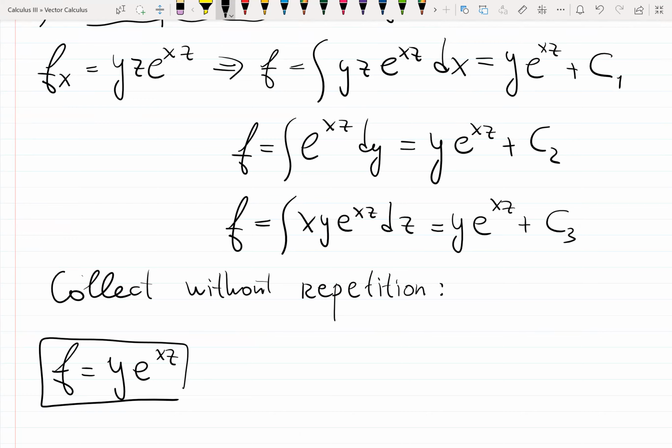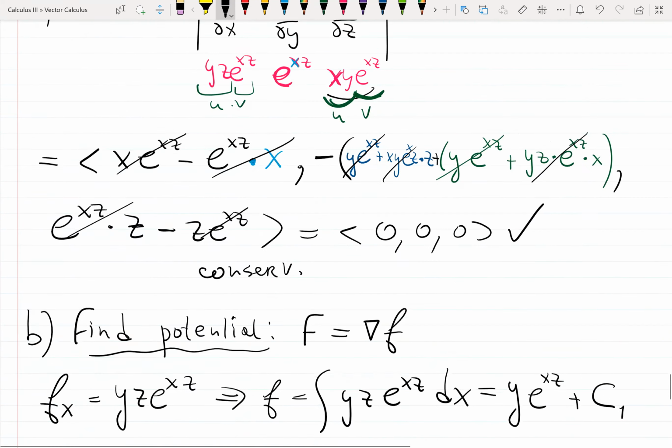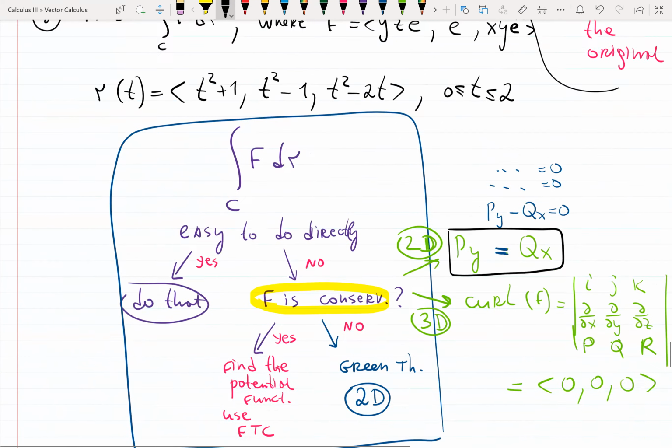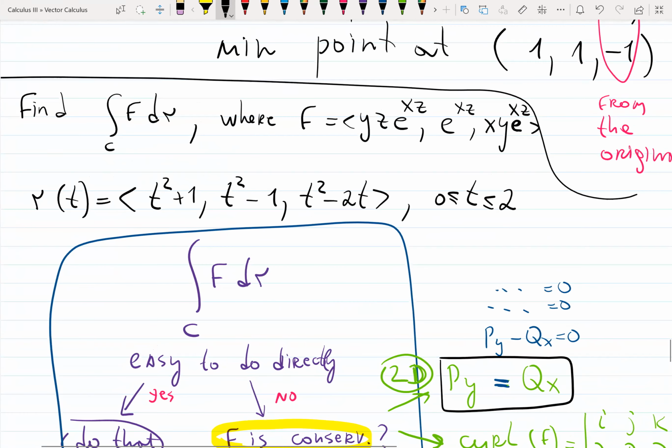This was given because they asked us to find, what was even the question? They asked us to find this integral from 0 to 2.